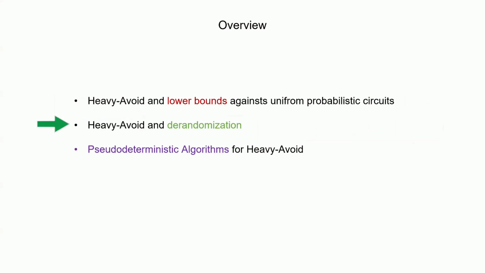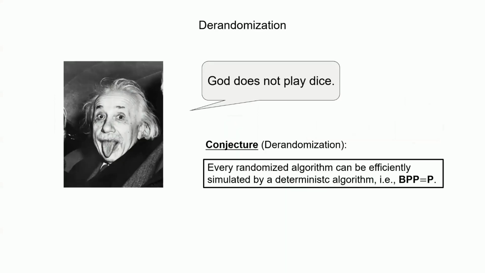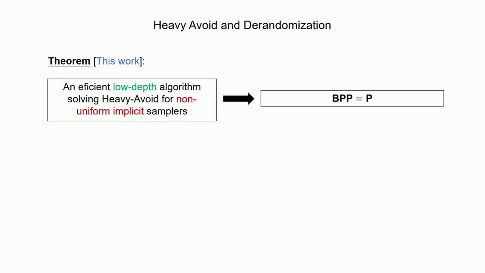Now let's move on to our second set of results, which explores the connection between solving heavy avoid and derandomization. A famous conjecture in complexity theory states that every randomized algorithm can be efficiently simulated by a deterministic algorithm. In other words, BPP equals P. However, it seems that we are still very far from proving this conjecture. In this work, we show that if one can get efficient low-depth algorithms to solve the heavy avoid problem for non-uniform implicit samplers, then BPP equals P.